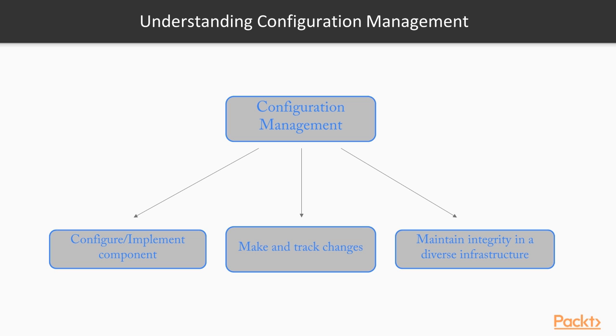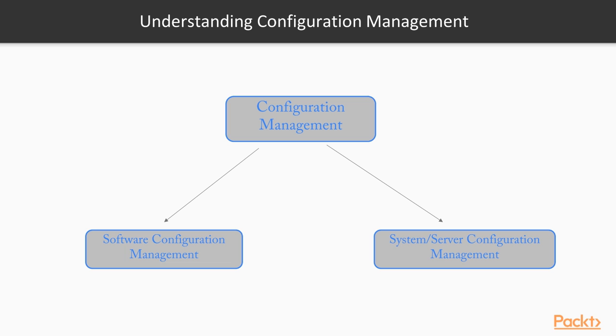It involves configuration of a component, implementing and tracking changes made to that component, and maintaining an integrity with the rest of the infrastructure. There are two types of configuration management. The first one is software configuration management, which involves management and automation of application development. This process involves a software project and is out of scope for the purpose of this course. Another type of configuration management is system or server configuration management, which involves configuration and management of server infrastructure through automation. In this course, our focus will be on server configuration management.